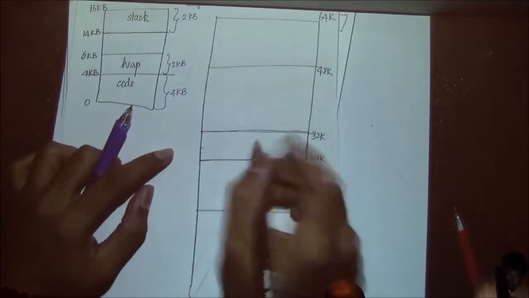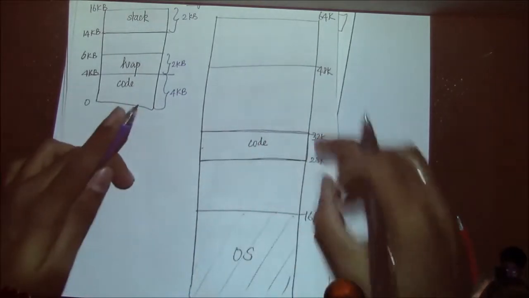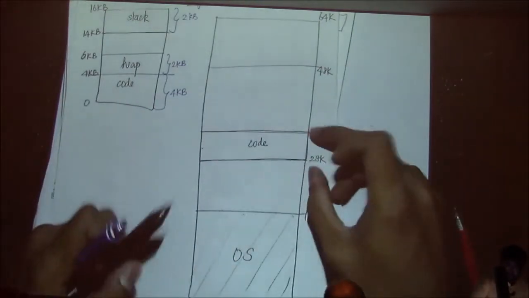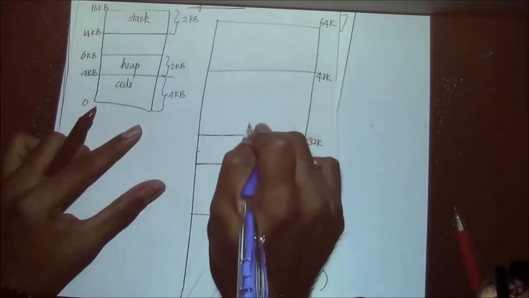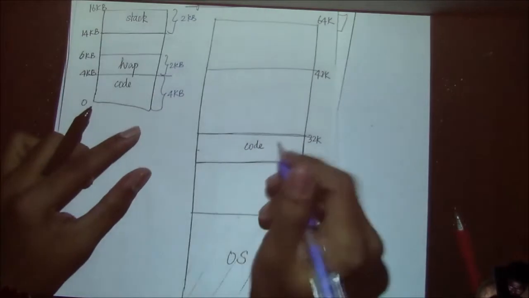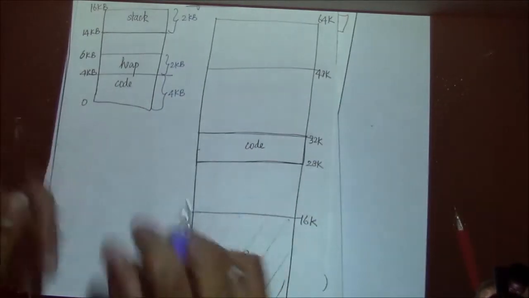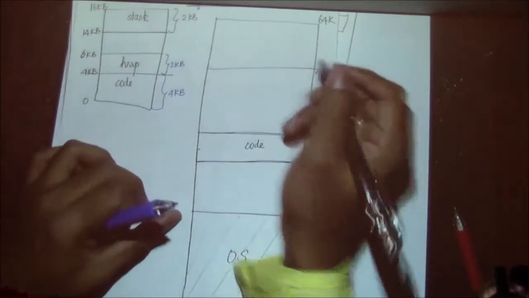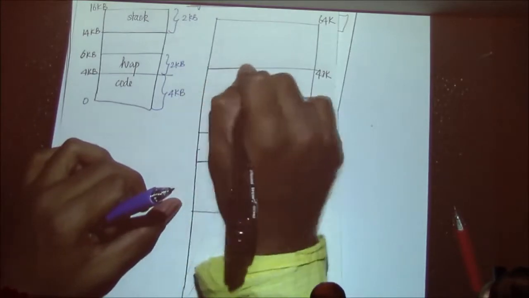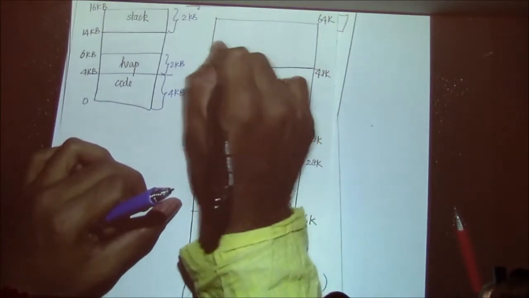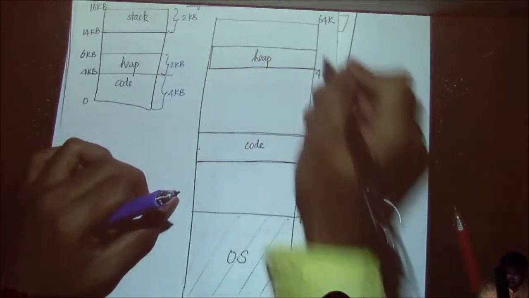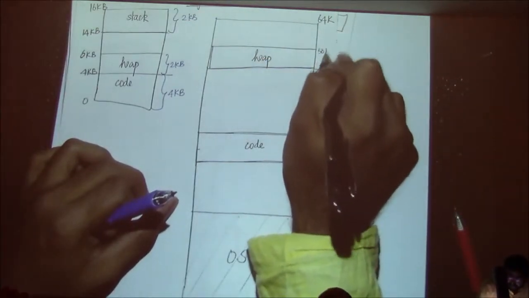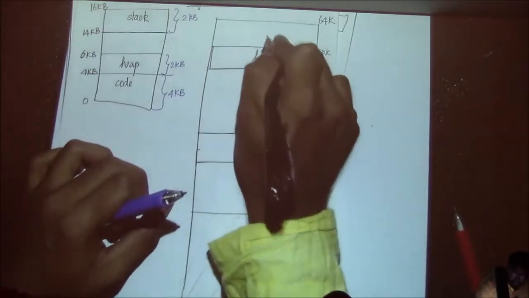You can place the code here, and it is of size 4 KB, so it is right here. And the heap can be placed somewhere, let's assume here at 48K. Heap is placed here, and so from 48 to 50K we have the heap, which grows upward.